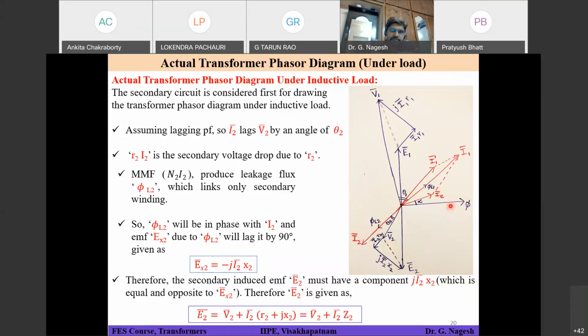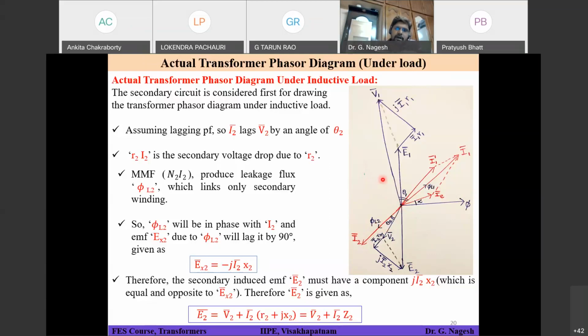Plus J represents plus 90 degrees. Minus J represents minus 90 degrees. That means with respect to I2, it will be projected here. That means I want to represent the voltage drop in terms of secondary current I2. Secondary current I2 phasor is already known to me. It is in this direction. The voltage drop because of the flux phi L2 will be lagging this flux phi L2 by 90 degrees, and flux phi L2 is in phase with I2.